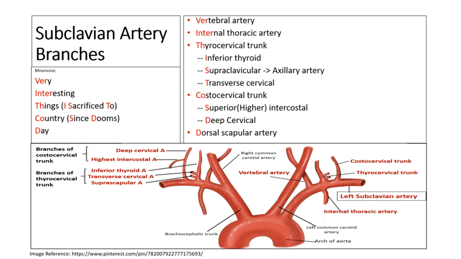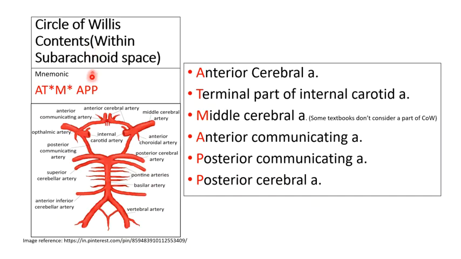Moving towards the next one, which is the circle of Willis and its contents. This circle of Willis is actually within the subarachnoid space, and the mnemonic of this one is "ATM app." It's pretty easy, right? Everybody has an app on their phone, and then you just have an ATM app, right? That tells you all the branches that are associated with the circle of Willis. But why did I put this M in the asterisk?